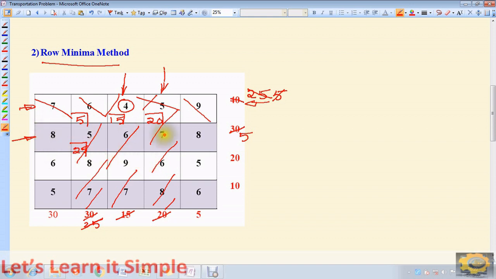Still we have 8 and 8 as the cells. So there is no rule to break the tie here. By the row minima method, if we have two identical values in the cell, there is no rule to break the tie. So let us arbitrarily select this as the allocated cell, which means we can allocate 5 here. This results in vanishing the second row. After allocating 5, we are left with 25 here. So row 1 vanishes, row 2 vanishes.